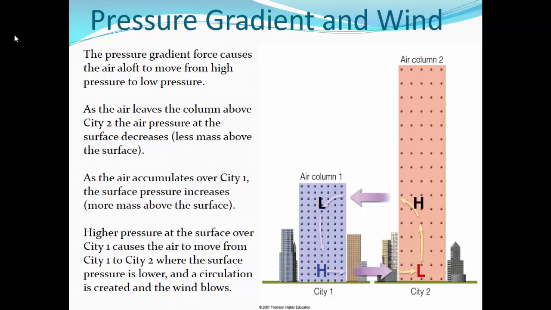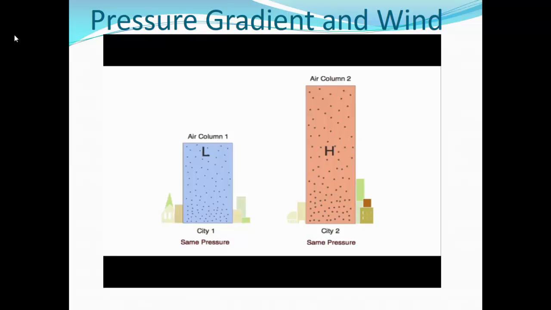Higher pressure at the surface over city 1 causes the air to move from city 1 to city 2, where the surface pressure is lower, and the circulation is created and the wind blows. And that would be a convection cell. This is an animation describing that direct thermal circulation. So what you're going to need to do is click the play button there in the bottom left-hand side.